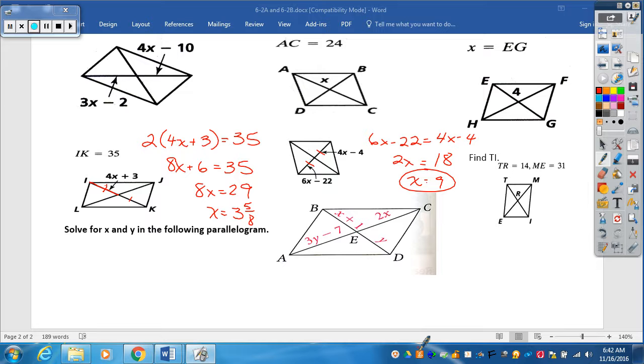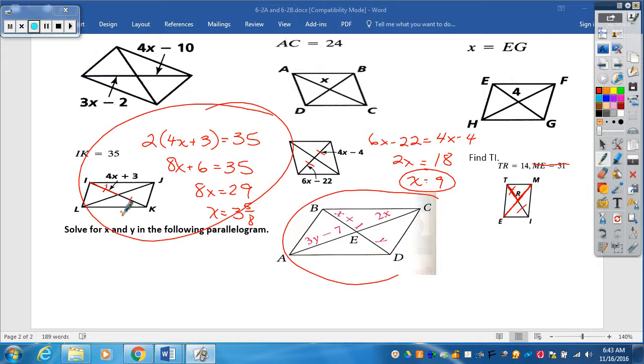X equals 9. I want to find the length of TI. If I know TR is 14 and ME is 31, okay, this right here is just there to throw you off. Okay, so if TR is 14 and the diagonals bisect each other, I know that TI has to be 28, a length of 28. So again, I hope that wasn't very difficult. You know, there's a couple curveballs I can throw at you, like this last problem, or maybe like this problem right here. Okay, but for the most part, I hope that you were able to apply what we talked about today and can have great success with that concept there.